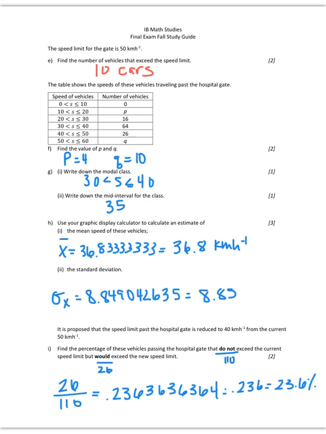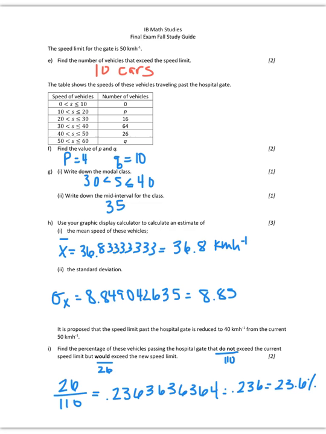Part G, so one single I is asking for the modal class. Modal is the most. So right here I see that there were 64 cars between 30 and 40 kilometers per hour, and that was the most. So that's our modal class. And then our mid-interval for that class is just the midpoint for that class. So in that case, it's 35. So they are asking you to do this to lead you into part H.